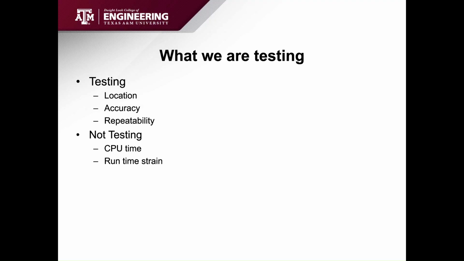Finally, this is what we're testing before we move on to each of our main subsystems and show our final demo. We care about location, accuracy, and repeatability. This is how we can prove that things are working correctly over and over again. We are not testing for CPU strain and runtime strain, as we're not running executables, but actual in-game simulations and tests. We do, though, care that we're not bloating our system with extra runtime tasks. As long as things run smoothly, that's our main goal for that.